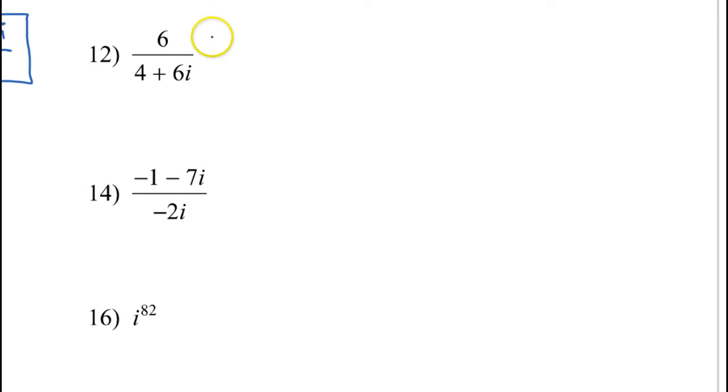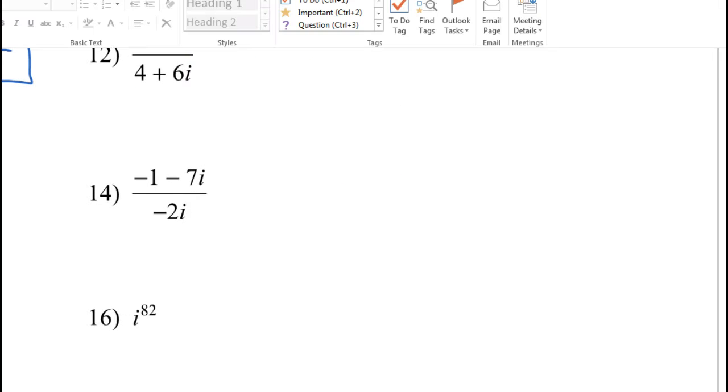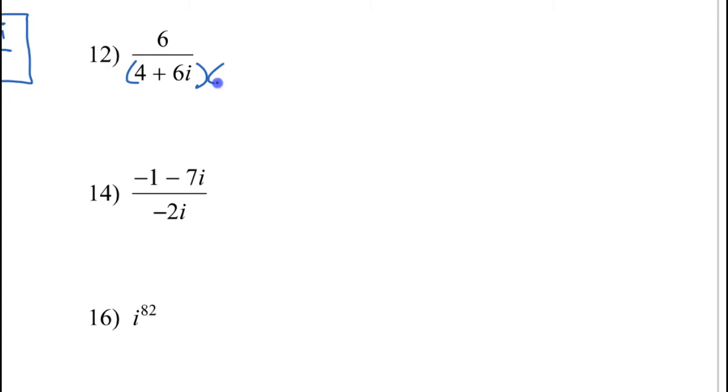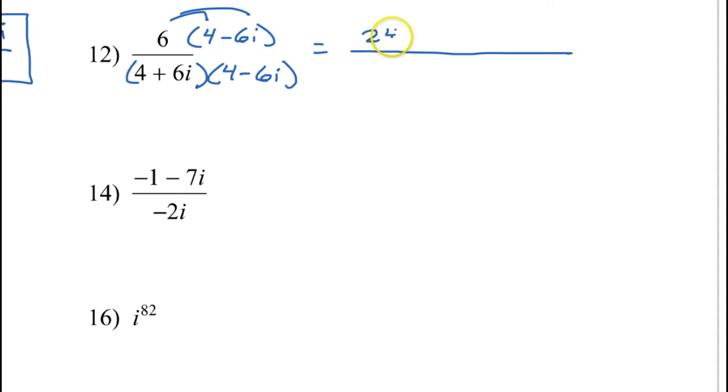Now, number 12, we do have a binomial in the denominator, so I need to multiply by the conjugate. 4 minus 6i is the conjugate. 4 minus 6i. In the numerator, I'm just doing a distributive property here. Boom, boom. So that'll be 24 minus 36i. In the denominator, 4 times 4 is 16. 4 times negative 6i is negative 24i. 6i times 4 is positive 24i. And 6i times negative 6i is negative 36i squared.